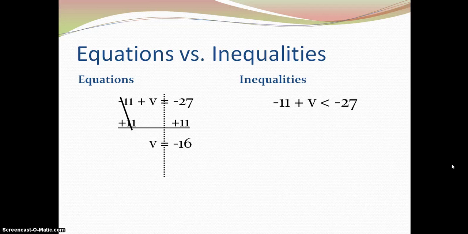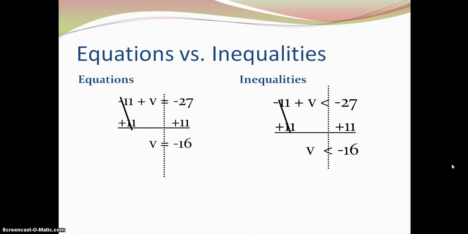We only have one solution. If we do the same thing with the inequalities, we're still going to draw a line down through it, and we're going to still add 11 to both sides, which will still make that cancel. But now instead of saying v is equal to negative 16, it's going to be v is less than negative 16. So since it's many numbers and not just one, we use a number line to represent our solution.